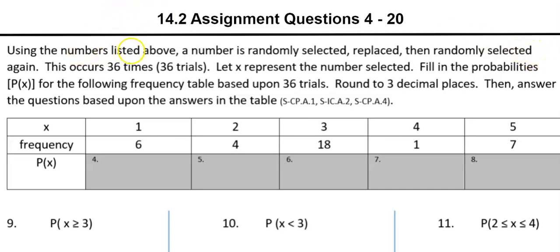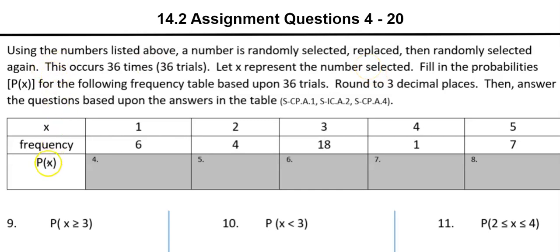So using the numbers listed above, a number is randomly selected. So that's referring to the 1, 1, 2, 3, 3, 3, 3, 4, 5, 5, 5. Those numbers. We select one of those numbers randomly. We replace it into the group, and then we randomly select it again. We did that 36 times. So X is going to be a number that we select. So it's either going to be a 1, 2, 3, 4, or 5.